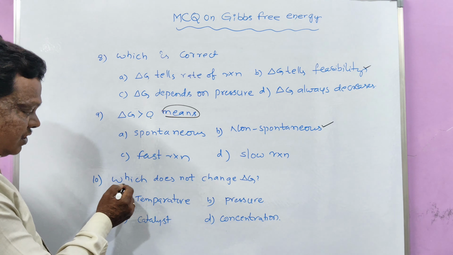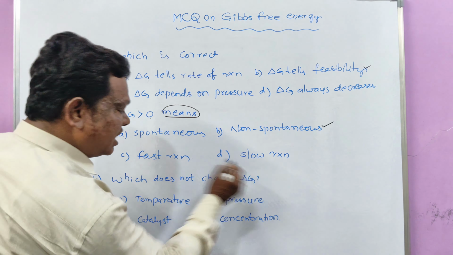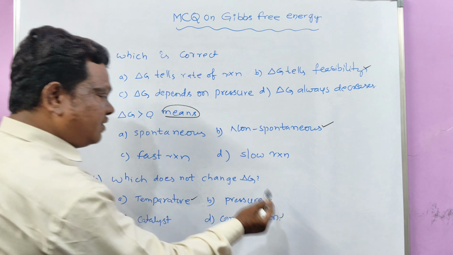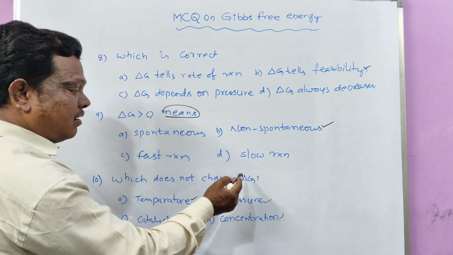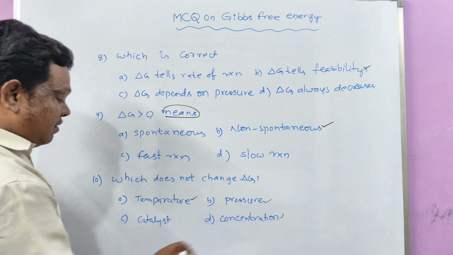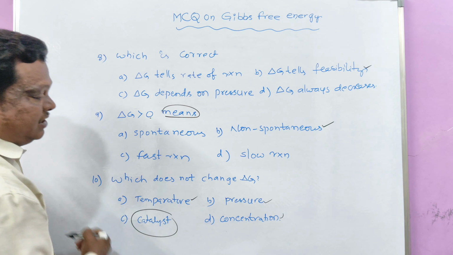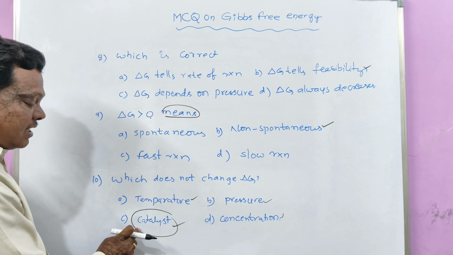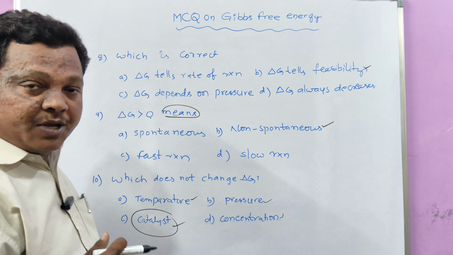So coming to this question, which does not change delta G? Okay, temperature, pressure and concentration influence delta G, but the catalyst does not change it. Answer is catalyst. So thank you.